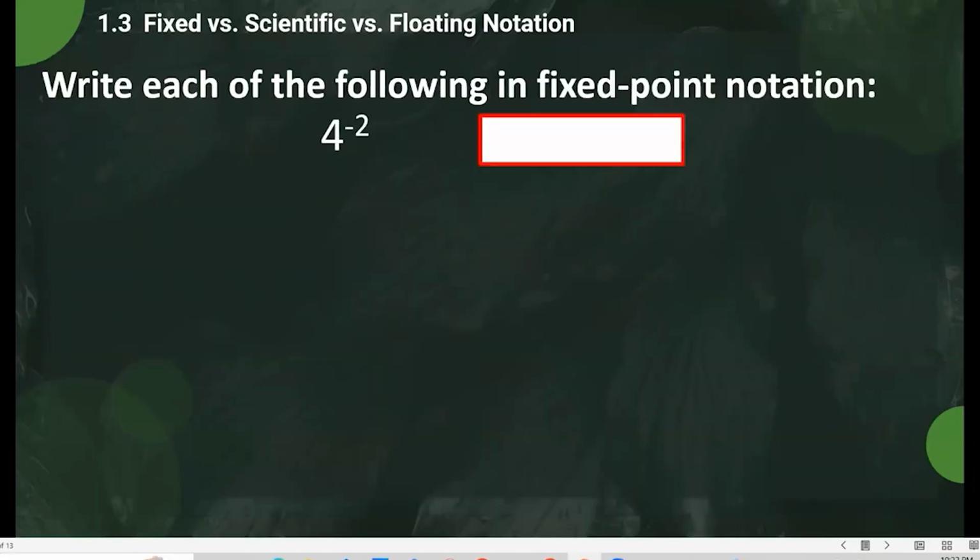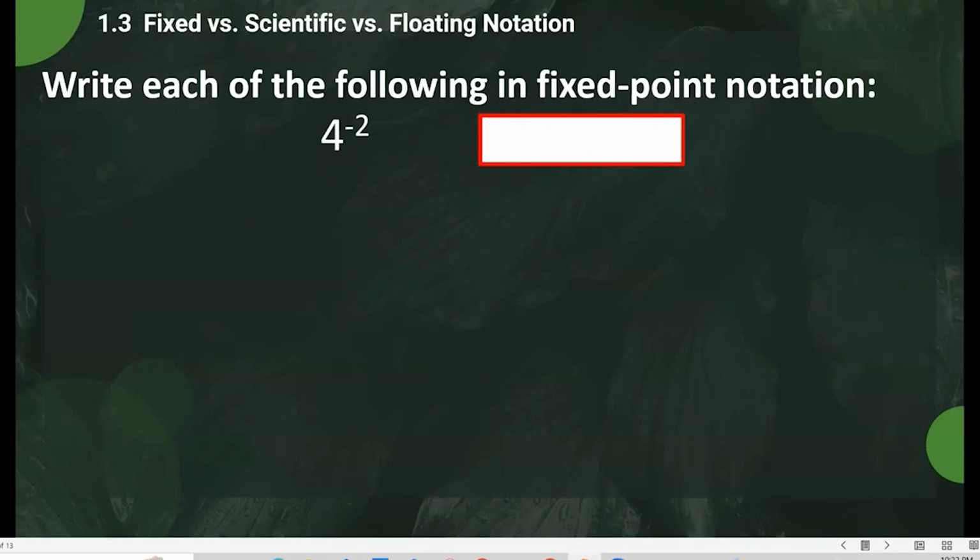We're going to look at several examples where we're going to kind of go backwards now. We're going to go back from various formats back to fixed point notation. So let's take a look at 4 to the negative 2, and I want to go to fixed point notation. So 4 to the negative 2, fixed point notation. So you have some different options on how to do this.